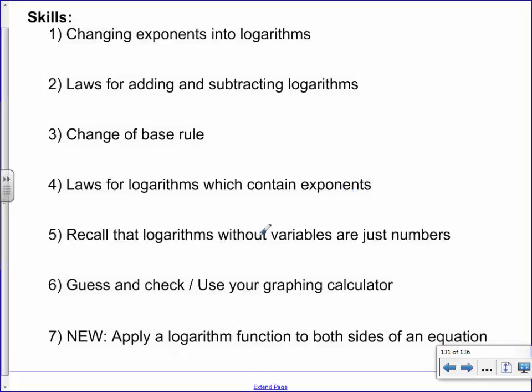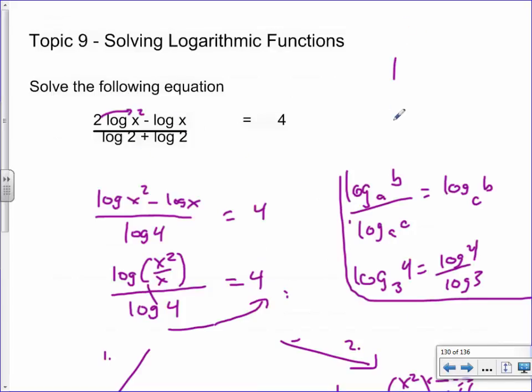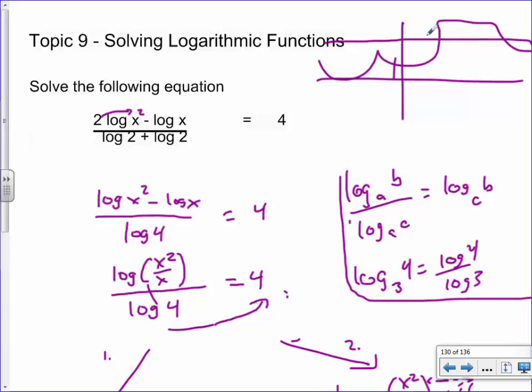Number 5, don't forget that logarithms are just numbers sometimes. 6, by the way, sometimes you can kind of guess and check. If this was numeric response, you'd have a hard time being able to do anything with it. But if it was a multiple choice question, sometimes you can take the 4 answers from multiple choice and plug them into your equation and see which ones actually work. Does that make sense? Or you could use your graphing calculator. What you could have done is type this equation into the graphing calculator, then type 4 into the graphing calculator and see where they intersect. That is a skill you could use if you were stumped.